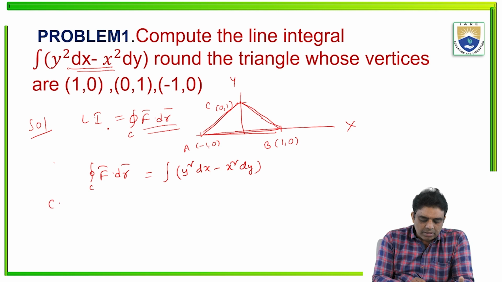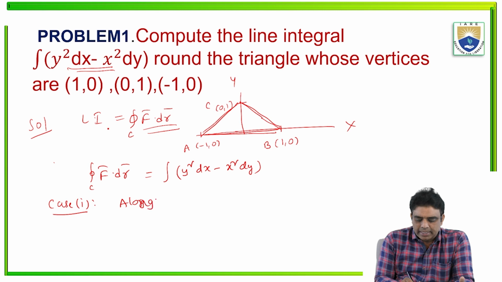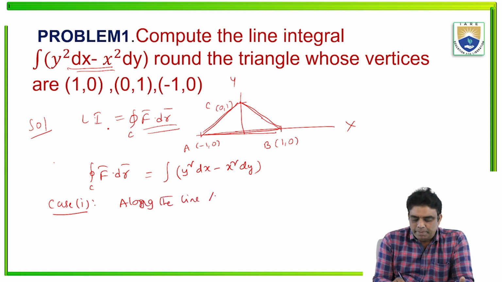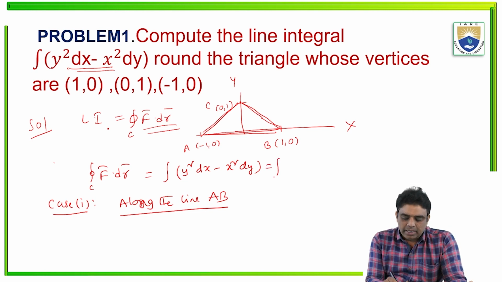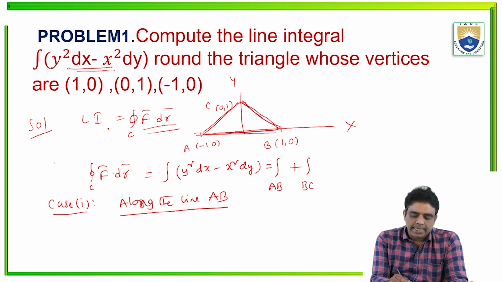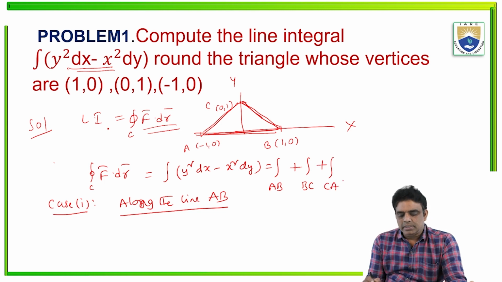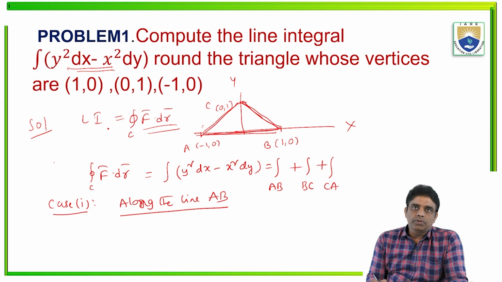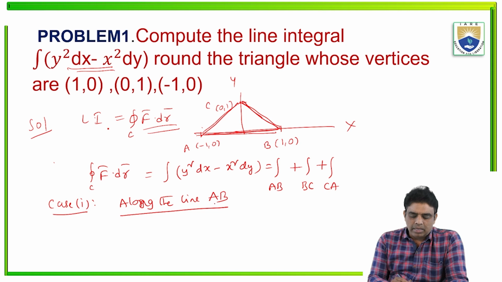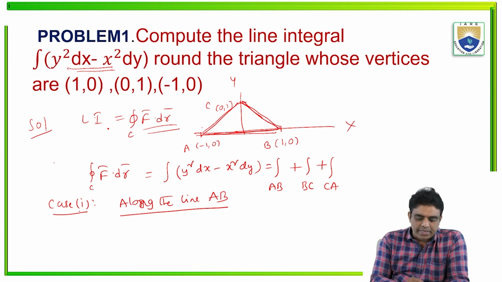Now case 1. Along the arc AB, or along the line AB, I am going to evaluate the line integral. The total is the integral along AB plus along BC plus along CA. So for the complete integral, we need to find the line integrals along AB, along BC and along CA. So first, case 1: I want to find the line integral along the line AB.